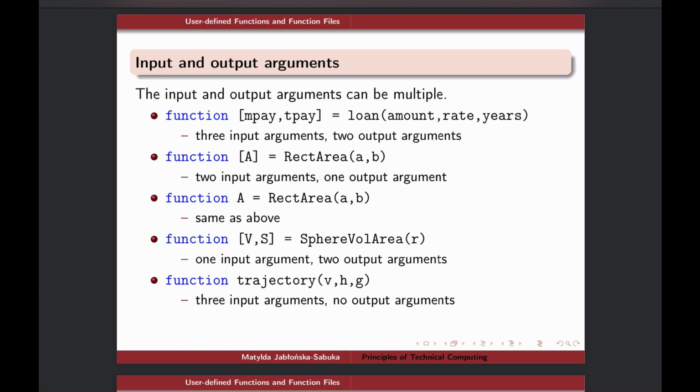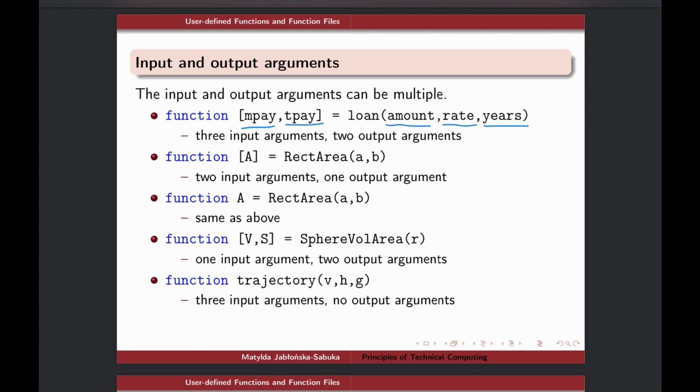For instance, this could be a definition line for a function which calculates something related to a loan, and so the input arguments we give are the amount of the loan we take, the interest rate that the bank puts on the loan, and then the number of years we intend to pay the loan back. And then the function would calculate maybe the monthly payment for us, and how long it would actually take, or maybe the time instances of the payments. So there are 2 output arguments and 3 inputs.